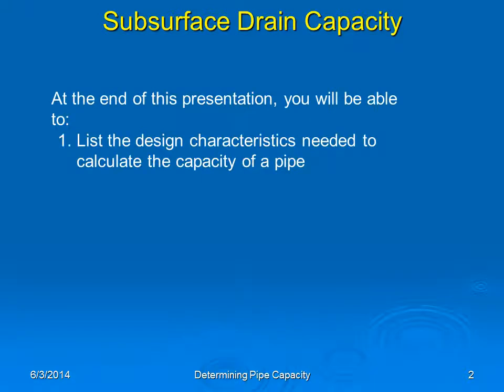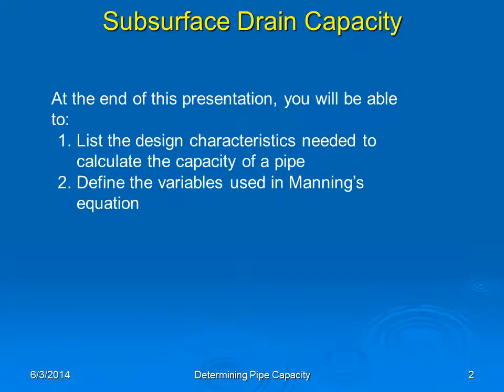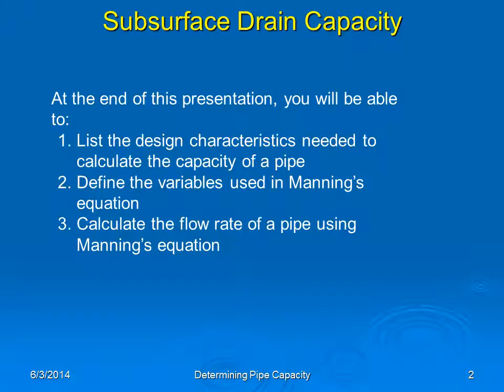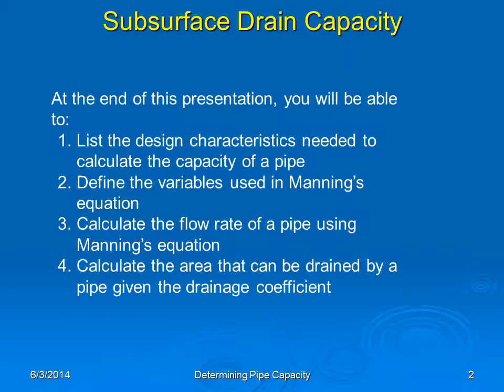At the end of this presentation, you'll be able to: 1. List the design characteristics needed to calculate the capacity of a pipe. 2. Define the variables used in Manning's equations. 3. Calculate the flow rate of a pipe using Manning's equation. 4. Calculate the area that can be drained by a pipe given the drainage coefficient.